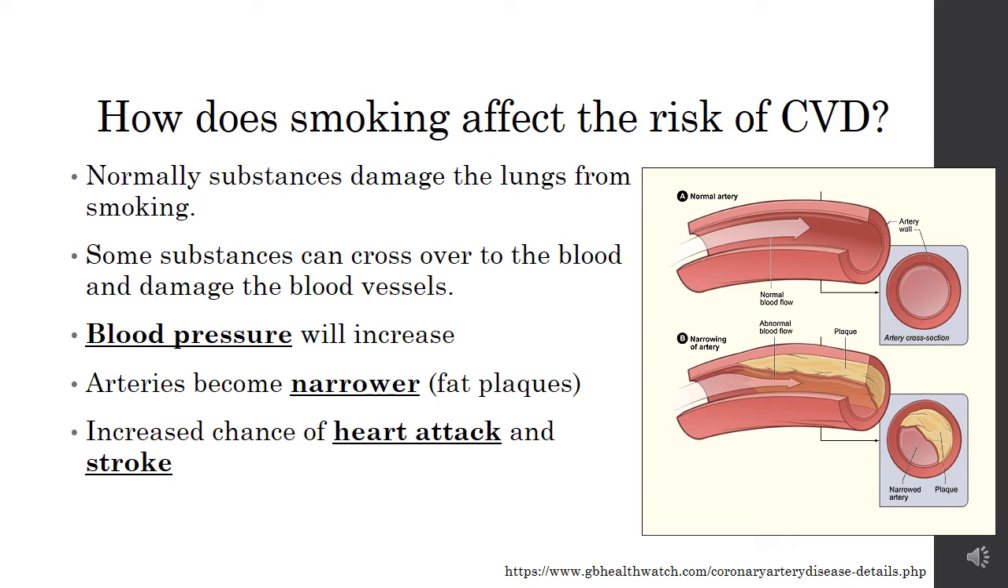So how does smoking affect the risk of cardiovascular disease? Normally, substances damage the lungs from smoking, but some substances can cross over to the blood and damage the blood vessels because the particles are so small. Your blood pressure will increase and your arteries will become more narrow as there is a buildup of fat, which we call a plaque. This leads to an increased chance of heart attack and stroke.